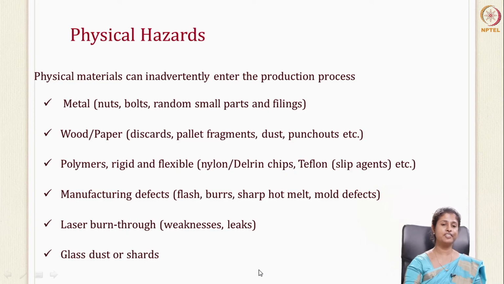We went through the chemical and biological hazards. The third one is physical hazards. These are things that accidentally enter into the system. They may be metals, nuts, bolts, small parts that might enter into the package and later into the product itself.